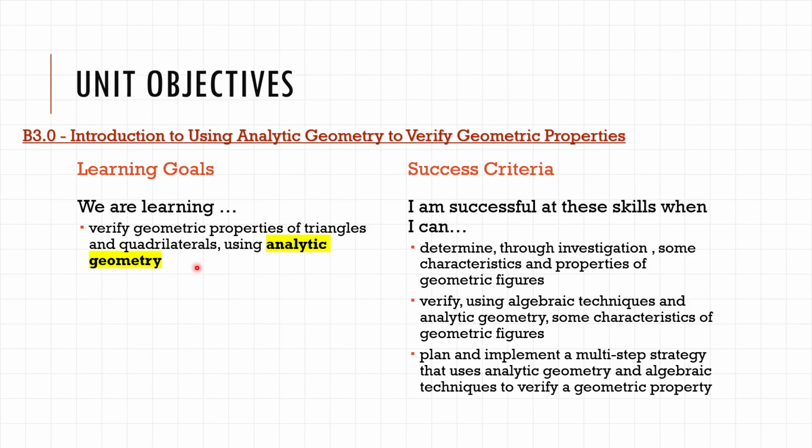Specifically, we're going to determine some of those characteristics and properties through an investigation, and then we're going to verify those using algebraic techniques. And by the time we're done that, hopefully you have learned and you're ready to plan and implement a multi-step strategy that uses these techniques to verify a property about triangles or quadrilaterals that you have determined is probably true. Now you're going to learn how to make sure that that actually is the case.